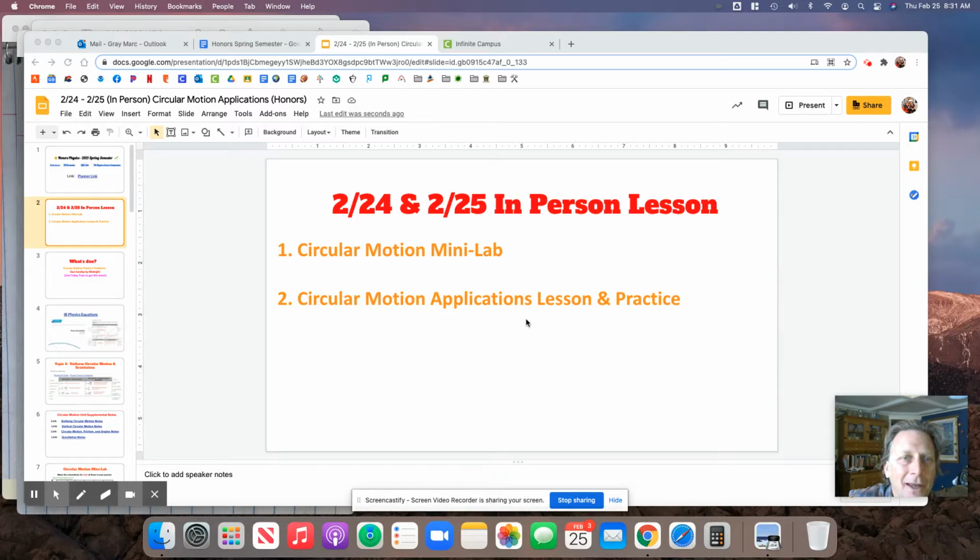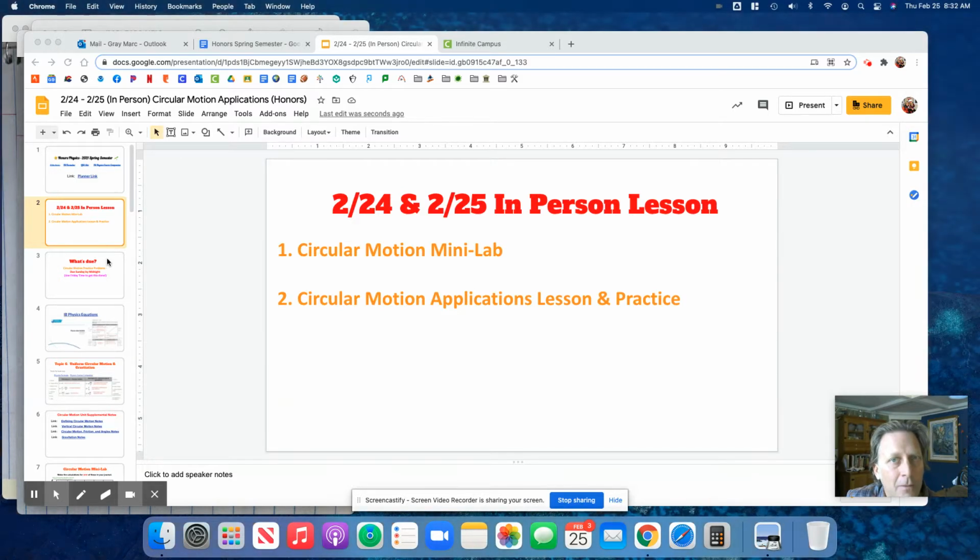So if you guys would just go ahead and open up your slideshow today, we're going to be working on this idea of circular motion, do a little review from our previous concepts that we looked at last class, and then we're going to get into some applications.